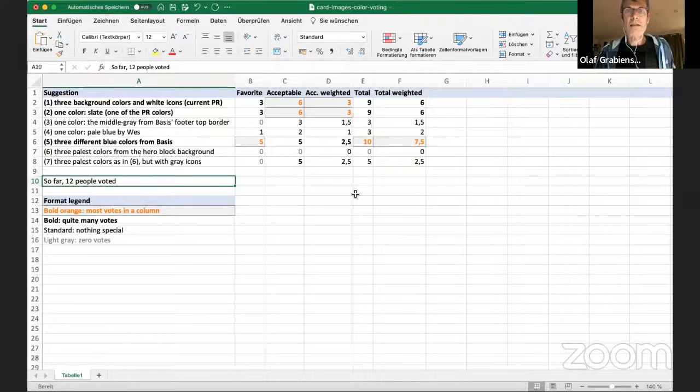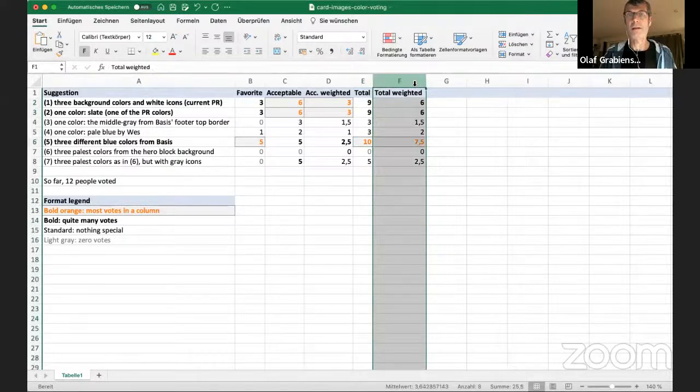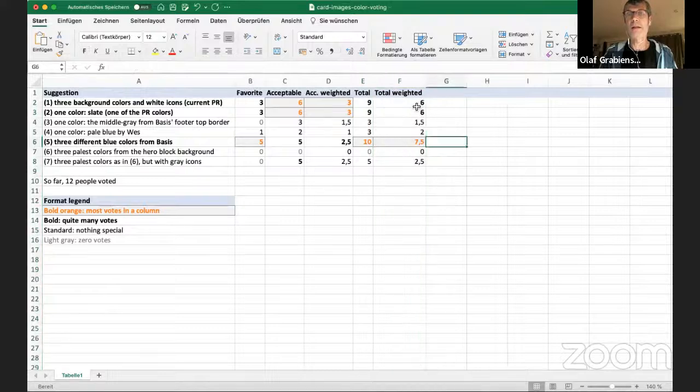I've also tried to weight the results. So the totals are these ones. I've then weighted the acceptable votes as only half as important as the favorites. This is the final interesting column, in my opinion. And still, these three suggestions are the interesting ones.